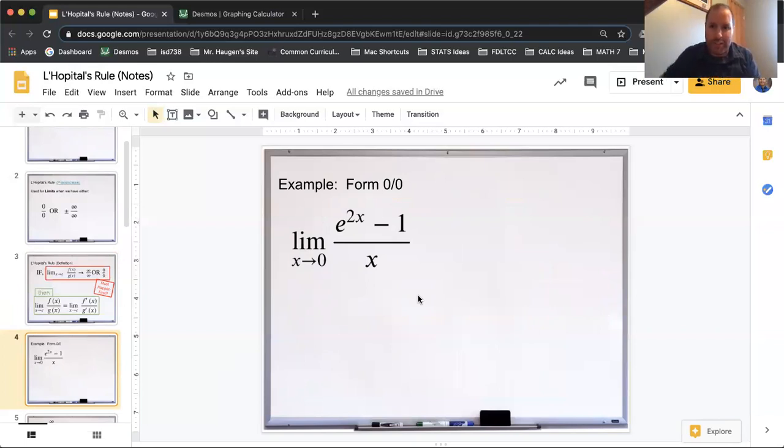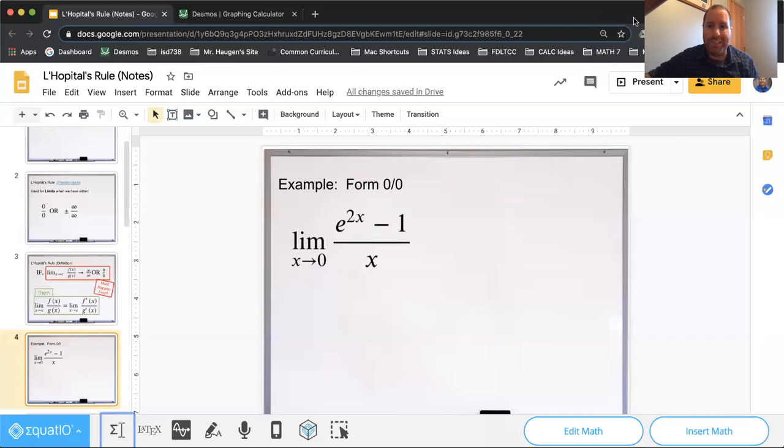So if we take a look here and we try to plug in 0, right? We're going to let x become 0 and see what we get. We plug it into the top. We get e to the 0, which is 1, minus 1, so the numerator is 0, which isn't so bad. If the denominator is something else, we could have 0 divided by something. But we can see we'd have 0 divided by 0. So that's not going to work out in this case.